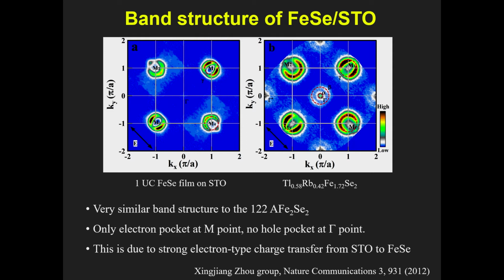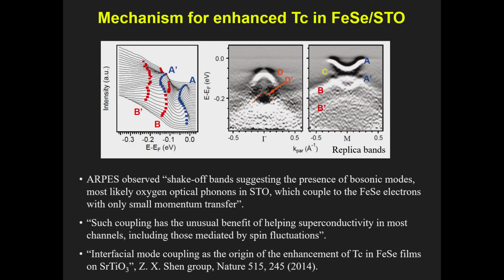The reason, we believe, is that there is very strong charge transfer from the substrate, from SrTiO3 to iron selenide, which will sink the hole-type pocket at that point. That will help to enhance TC to somewhere around 30 to 40 Kelvin, as people observed in other iron selenide systems. But that's not enough to explain a 65 Kelvin superconductor. 2 years later, Yayu Wang's group also performed very high resolution ARPES measurements on this iron selenide on SrTiO3.